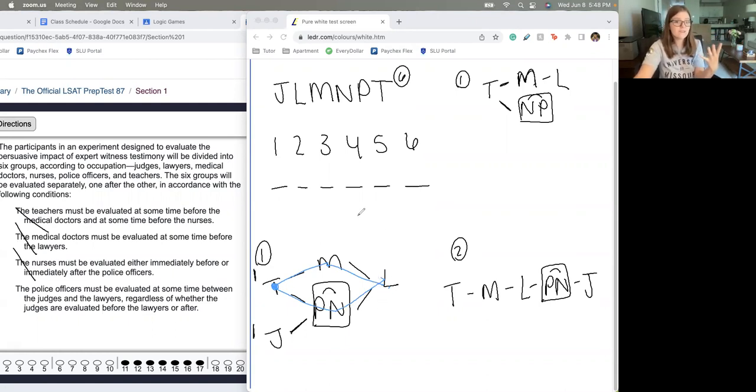Which means I have to make sure that I have 4 spaces after T. And if I'm looking at my chart, that would mean that the latest T can go is 2 to allow those 4 spaces. So T is between 1 and 2. Does that make sense? Yes. Awesome.